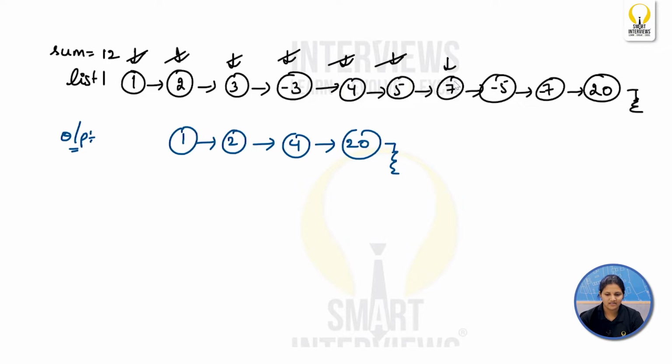Now you are going to add 7 to it, which will give us 19. Now you will remove minus 5. If you remove minus 5, you are going to get 14.